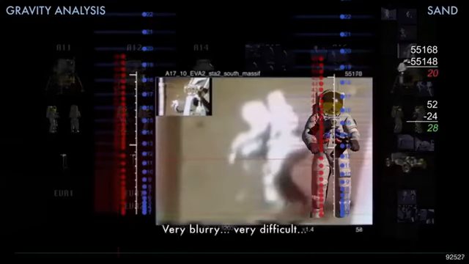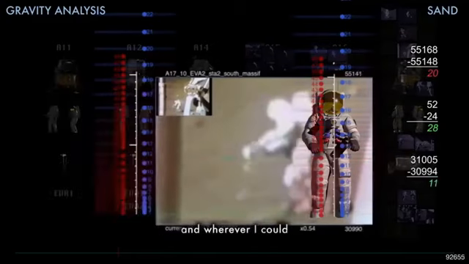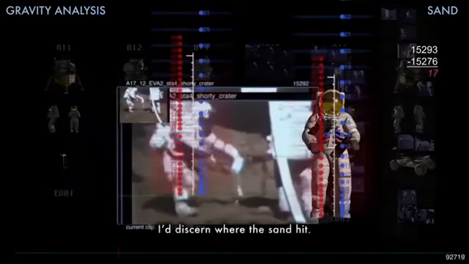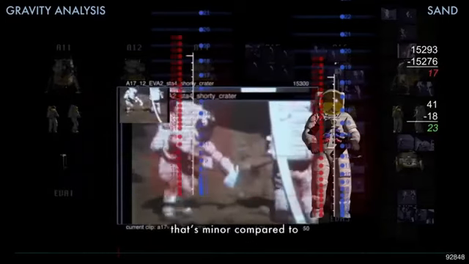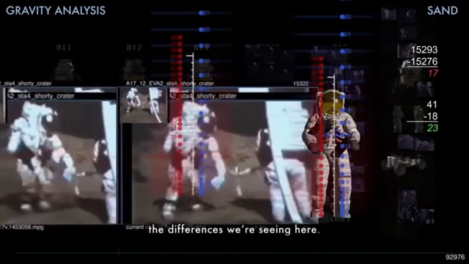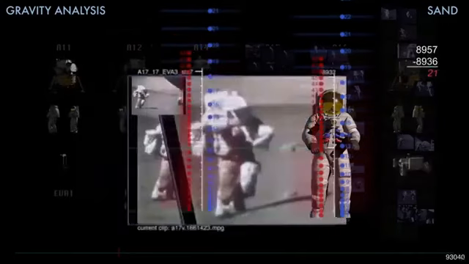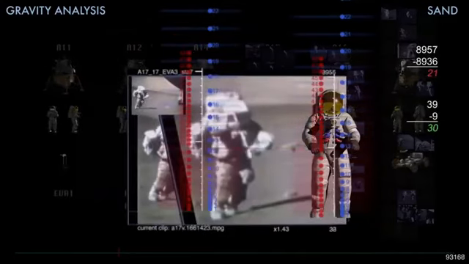It is very blurry, very difficult. I would go back and forth and see the changes on the ground, and wherever I did, I discerned where the sand hit, even if it's totally off by a frame or two. That's minor compared to the differences we're seeing here. Watch closely. Compare the different rates at which the sand is falling in these images.